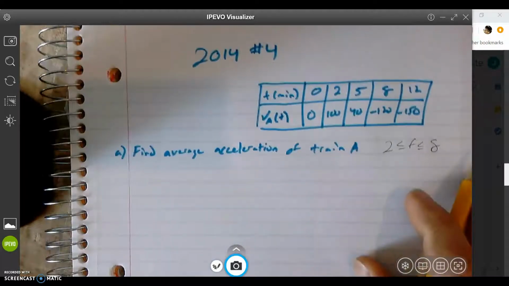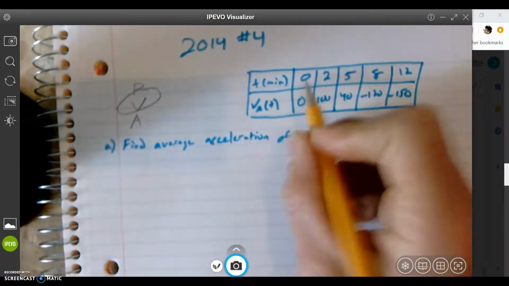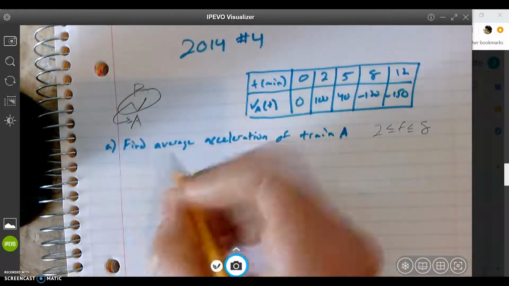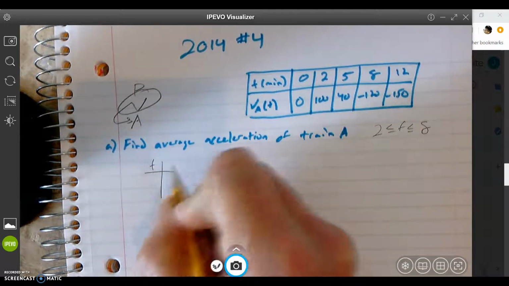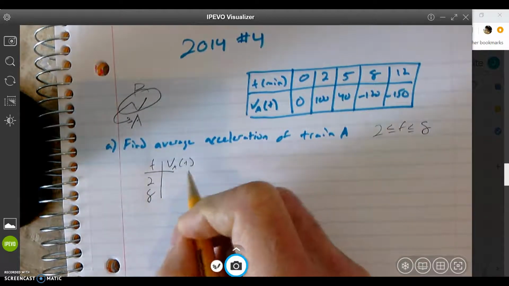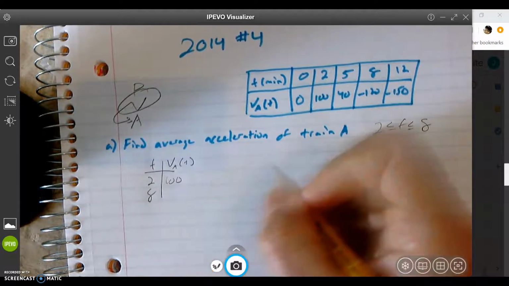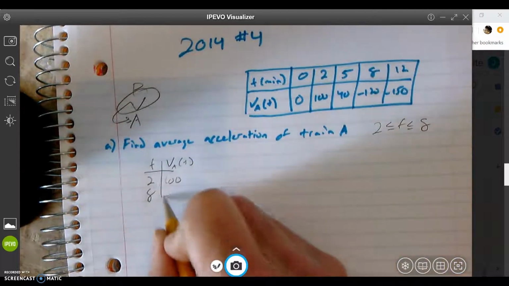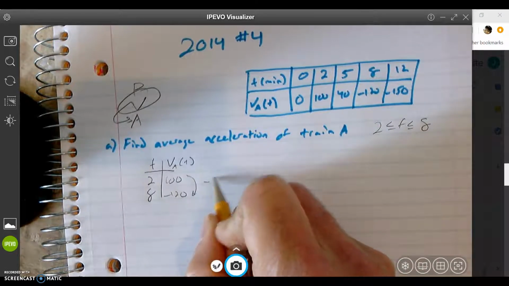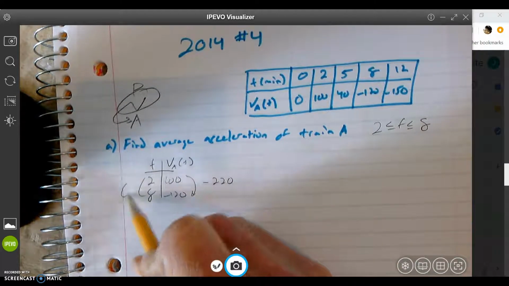Here are my notes, 2014 number 4. I know that position, velocity, acceleration. It gives me the velocity at certain times, and I need to find the acceleration. So the average acceleration is just the rate of change, aka the slope. It wants it at t equals 2 and 8, so I want to know what the velocity of train A is at those times. At 2, it's 100 meters per minute, and at 8, it's negative 120 meters per minute. So the change in the velocity is negative 220, and the change in the time is 6.